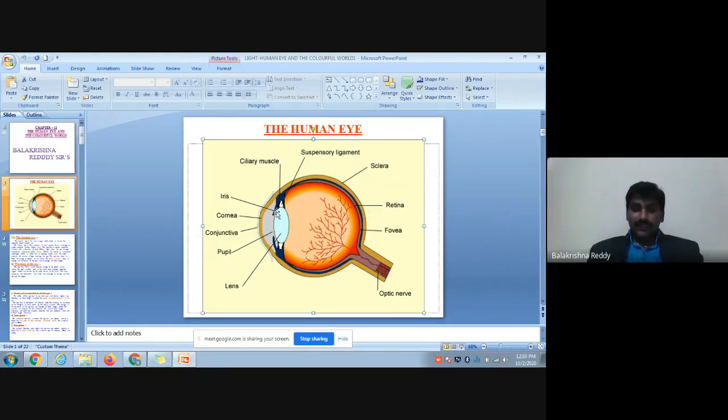And this lens is fixed between two muscles, that is the ciliary muscles, you can see here. And a little above the lens, on either side, there is a diaphragm. This diaphragm is called the iris.